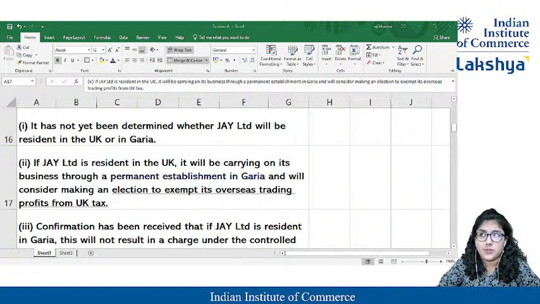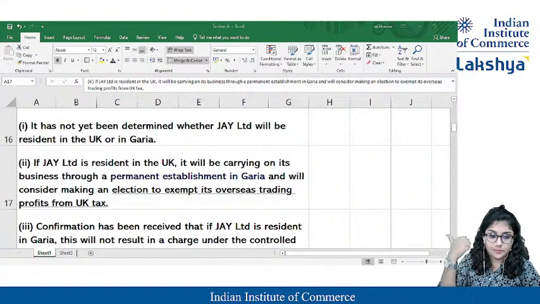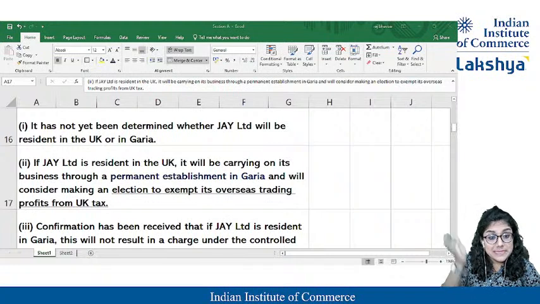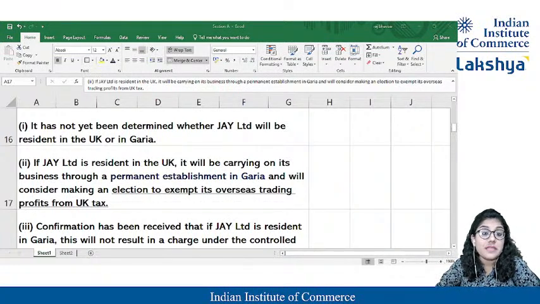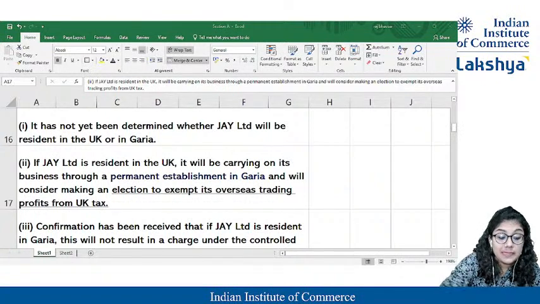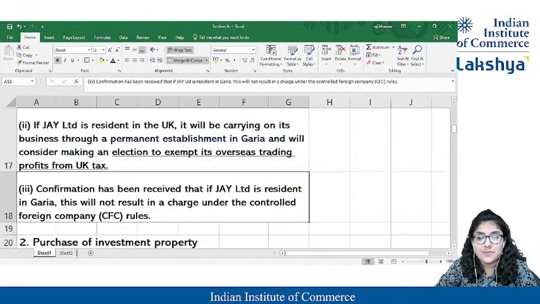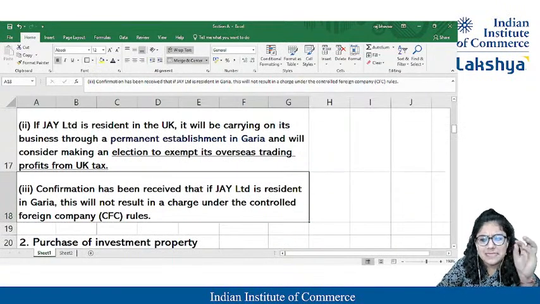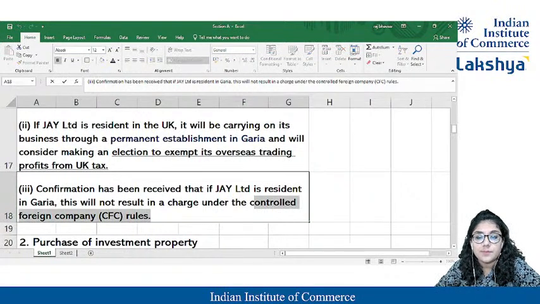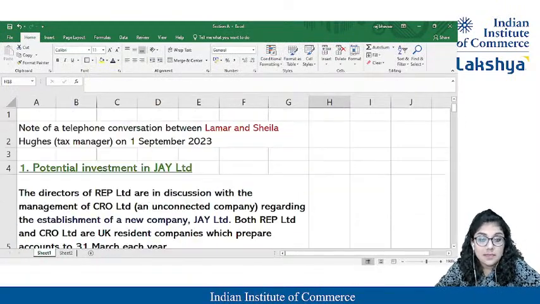So first of all, we are not sure whether Jai is a UK resident or in Geria. Let's say if Jai is a resident in the UK, then what benefits can he get if he elects to exempt the overseas trading profits from UK tax? Third, he got confirmation that if Jai was a resident in Geria, this will not result in a charge under the CFC rules. Guys, you should be aware of what the CFC rules are. By this time you should know what the CFC rules are. Okay, let's go.